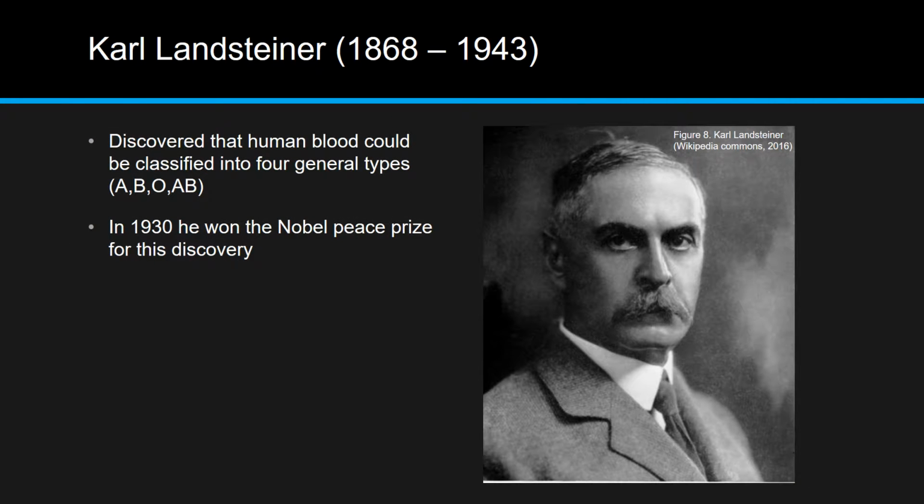Karl Landsteiner noted that blood serum from some individuals would agglutinate, or clump up, the red cells of other individuals. He discovered that human blood could be classified into 4 general types: A, B, O, or AB. This discovery paved the way for blood transfusions to be carried out safely and won him the Nobel Prize in 1930.